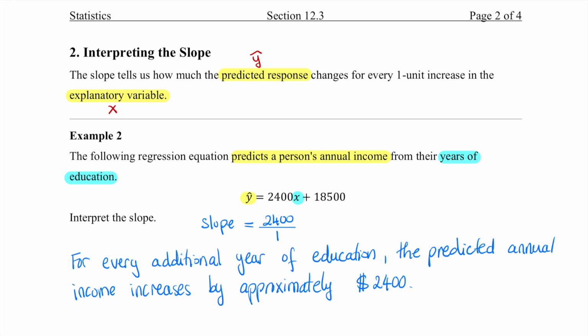Notice the pattern we used. For every increase of 1 unit in the explanatory variable, the predicted response variable increases or decreases by approximately the value of the slope. If the slope is positive, we use the word increases. If the slope is negative, we use the word decreases.